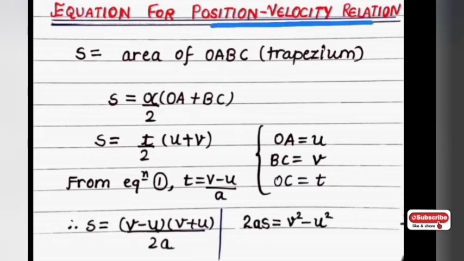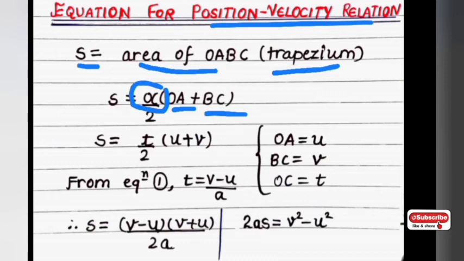It is the third equation that we want to derive, and over here we are going to use S equals the area of OABC, which is a trapezium. The area can be found by, as you saw, OA and BC being the two parallel sides and OC being the perpendicular side. OC is T, OA was U, and BC was V. By putting all these things, we will get T by 2 into (U plus V). So that is one equation that we got.